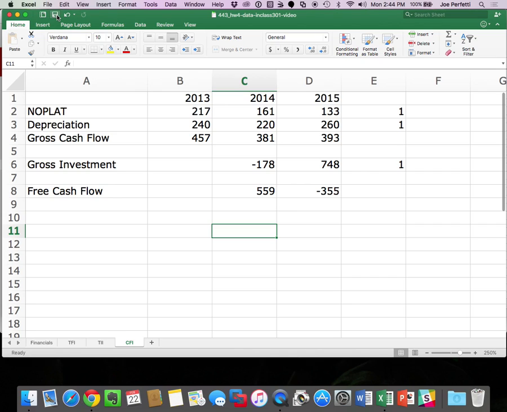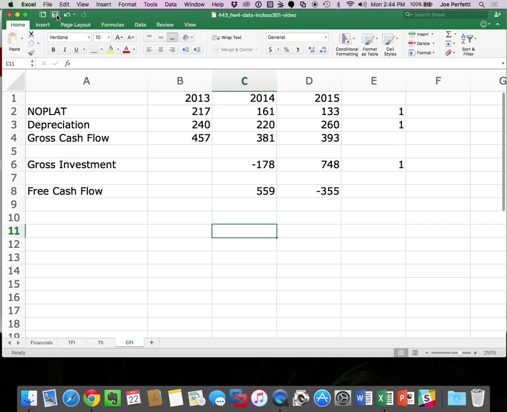Look at our free cash flow. Our free cash flow is higher than our gross cash flow. So it means we disinvested in the balance sheet. When our gross investment is negative, it means we actually took money out of the assets, took money out of the capital of the business. We freed up cash. Versus 2015, 748, we put cash back into the balance sheet. We put cash back into the business.